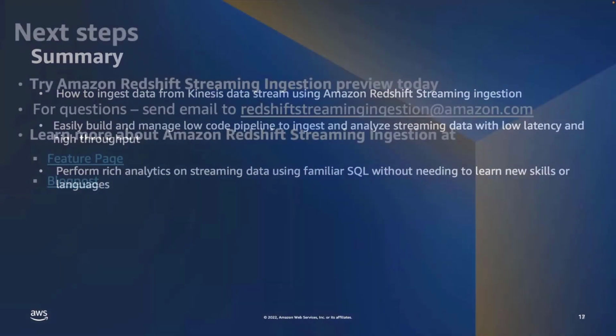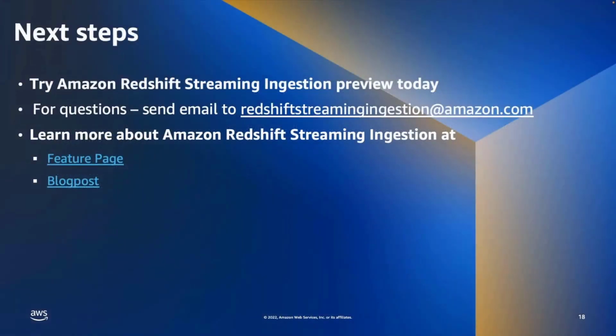So where do we go from here? The next steps, I would say, you try out the Amazon Redshift streaming ingestion feature in your own accounts. It's available in preview today, and play around with it. Try it out with your own use cases to see how it works for your specific use case. And if you have any questions or feedback, you can send an email to this particular email ID.